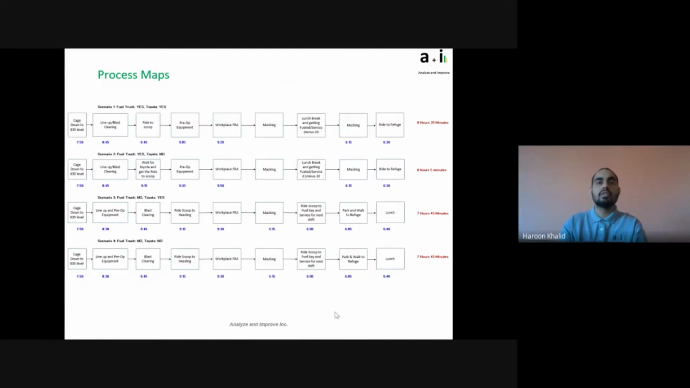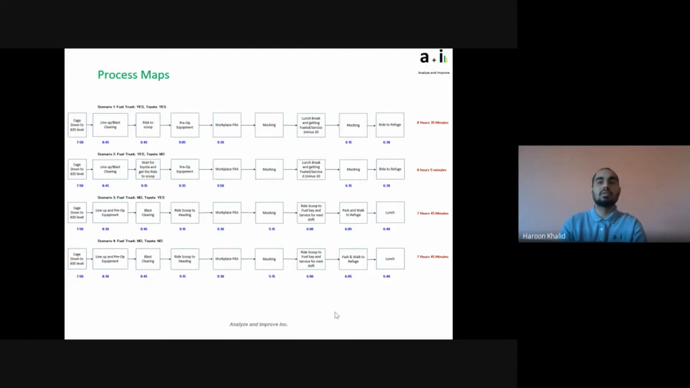So for the 4 different scenarios, I'm not going to go through it in too much detail, but scenario one was when the scoop tram had a fuel truck available to fuel it, so it never had to leave its heading, as well as a Toyota available to drop the operator off at the heading. So the scoop always stayed in the work heading, thus eliminating having to travel mid-shift to get fuel, or even having to travel at the end of the shift and look for parking spots near the refuge station.